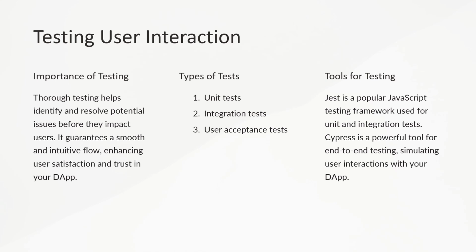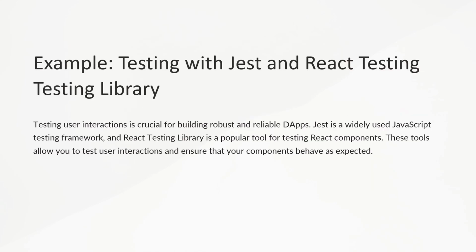Jest is a popular JavaScript testing framework used for unit and integration tests. Cypress is a powerful tool for end-to-end testing, simulating user interactions with your DApp. Testing user interactions is crucial for building robust and reliable DApps. Jest is a widely used JavaScript testing framework, and React Testing Library is a popular tool for testing React components. These tools allow you to test user interactions and ensure that your components behave as expected.